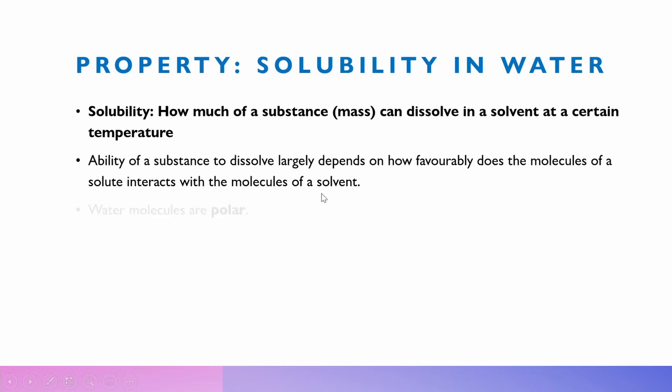A water molecule has a property known as polar, and that is to say that it has an unequal distribution of charges. Water molecules are electrically neutral, but the positive and negative charges within a water molecule are not distributed evenly, and this is known as being polar.